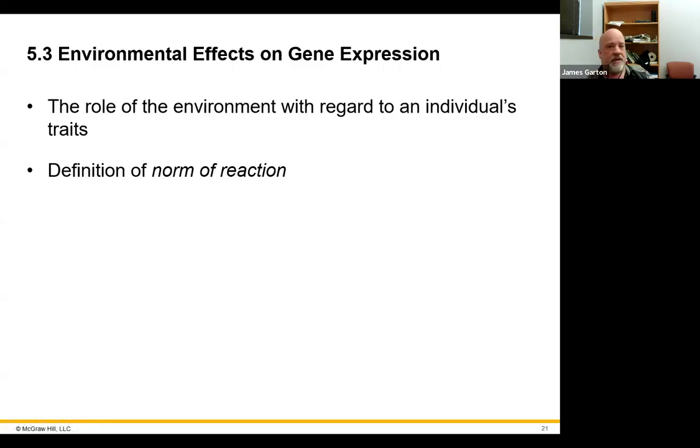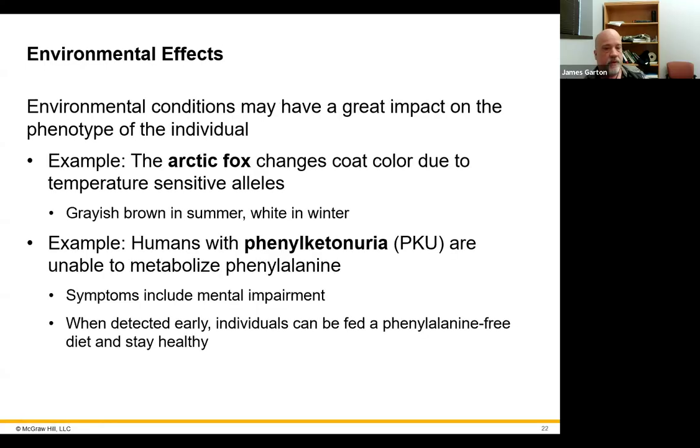Now, the environment has a definite effect on gene expression. And I really hate the term norm of reaction, but Brooker apparently loves it. And it's really easy to explain if you consider, for example, human height. You do most of your growing while you are growing up, and by the time you're 20-ish or so, you're probably not going to increase in height anymore.